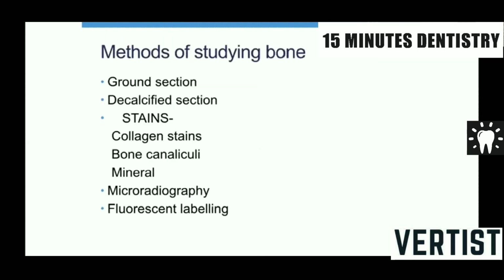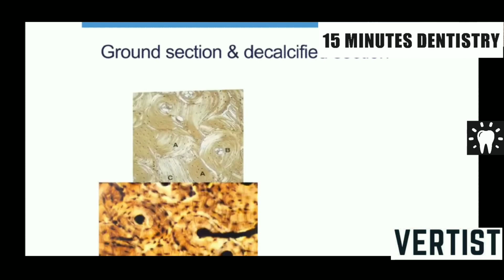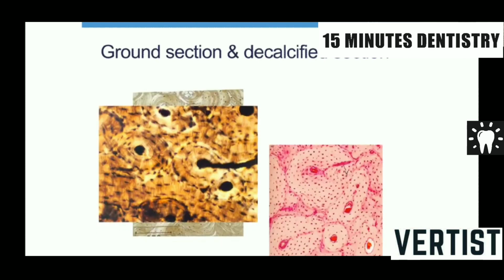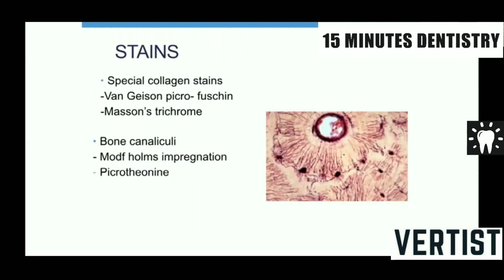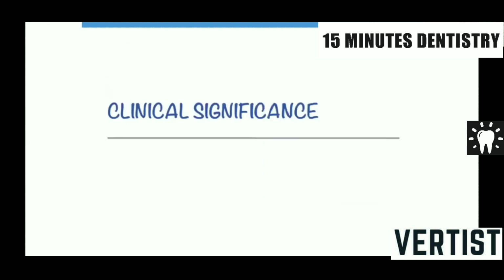Different methods you can use to study the bone: ground section, decalcified section. You can see very clearly here the decalcified section and the ground section of the bone. And special stains can be used specially to see the canaliculi: modified Hölmes impregnation, picrothionin stain can be used for this purpose.